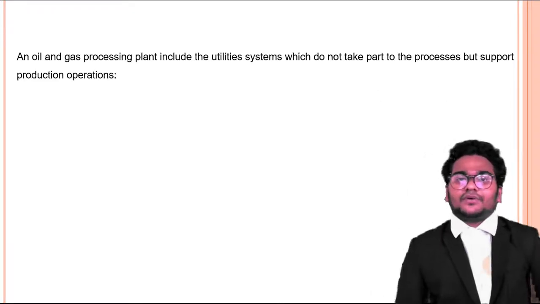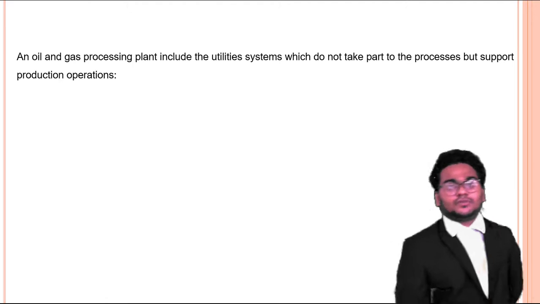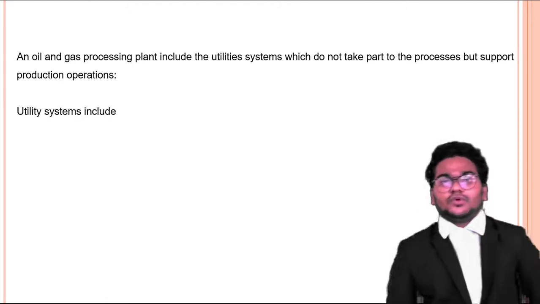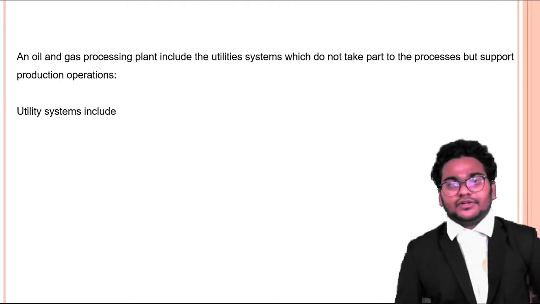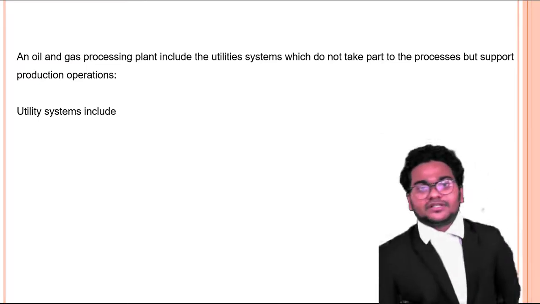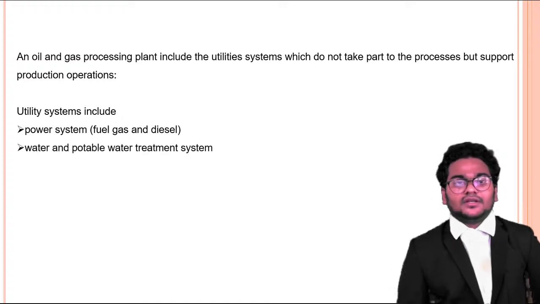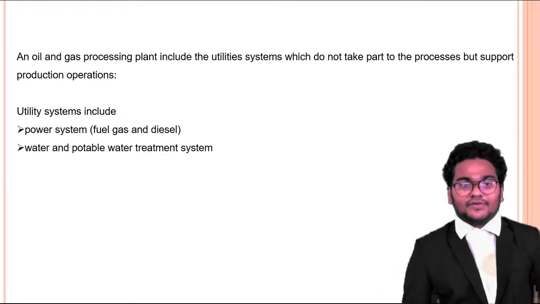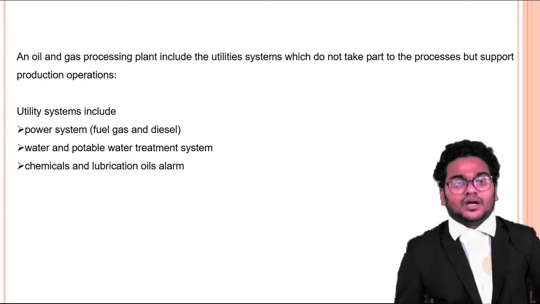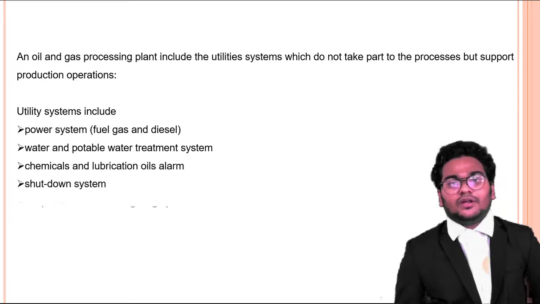So what are the different utilities which are used? What are the different supporting equipments which are used for the production operations? So what utility systems are there? The utility systems include different things. That is power. So the power system, mainly, we need fuel and gas. The water and power, the potable water treatment system, these two are needed. And there are different chemicals and lubrication, that is for smooth movement of oil.